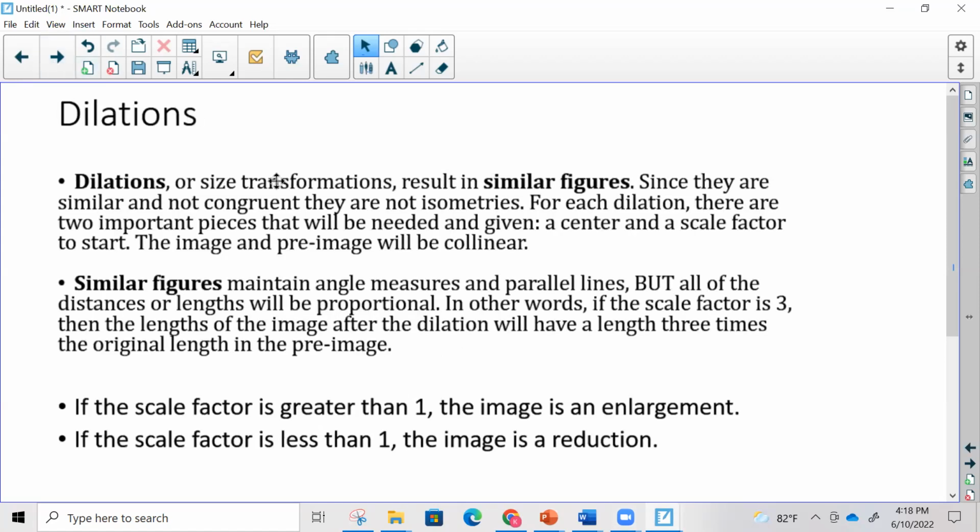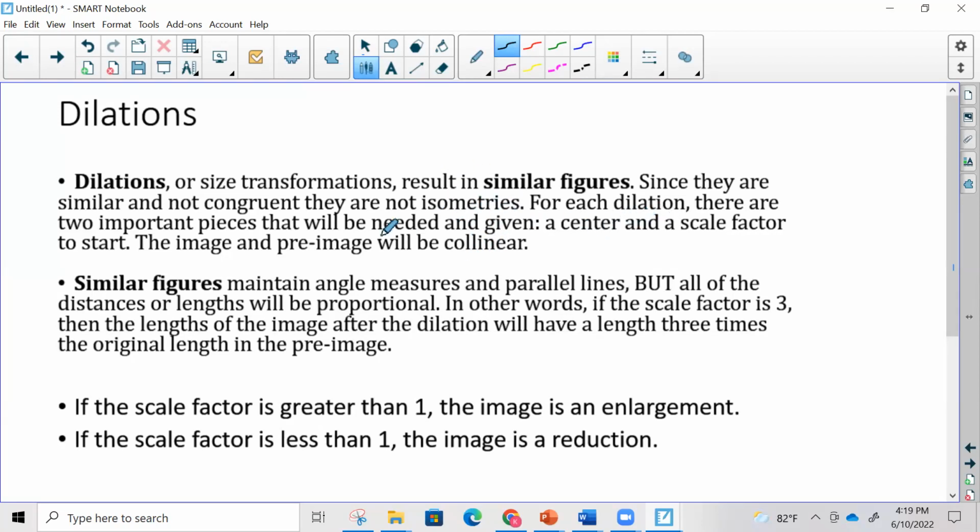So dilations, or size transformations, result in similar figures. Dilation is when we are either enlarging or shrinking or reducing a figure. And since they're similar and not congruent, they're not isometries. So dilation is the one transformation we do that is not an isometry.